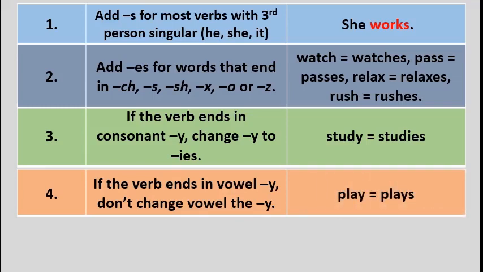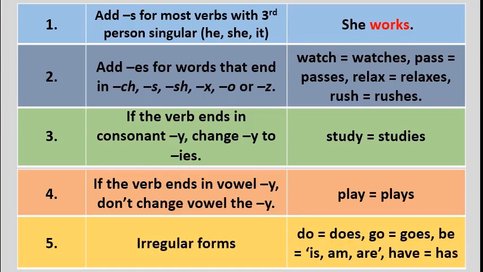Number 4. If the verb ends in vowel y, do not change the y. With this, you have to add s instead of ies. For example, play, plays. Number 5. With irregular forms or with irregular verbs, how do we have to write? For example, do, does, go, goes. Be will change into is, am or are. Have will change into has.